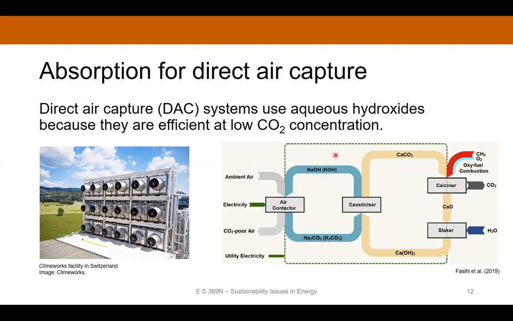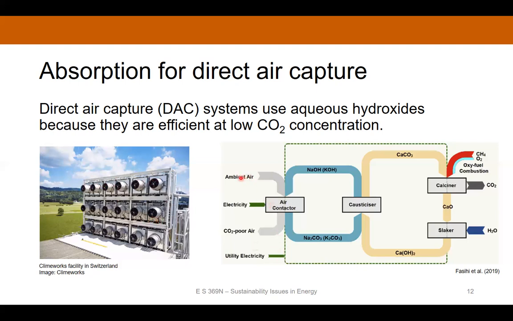So these direct air capture systems use aqueous hydroxides, like I mentioned earlier, because they work very well at a low CO2 concentration. So, we're not talking about like 15% CO2 coming in. Obviously, we're down in the hundreds of parts per million range here. So it's considerably lower. This is what these systems look like. This is a small one here. This is the Climeworks facility over in Switzerland. And each one of these fans sucks in air and passes it through pipes to the absorption unit, which does its thing, and then the waste stream is depleted in CO2.